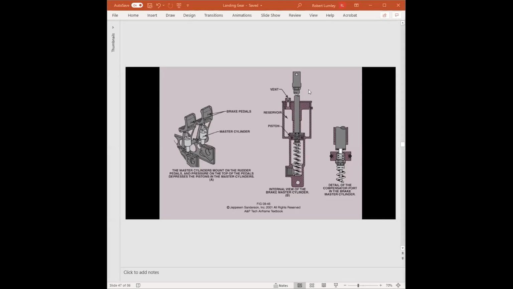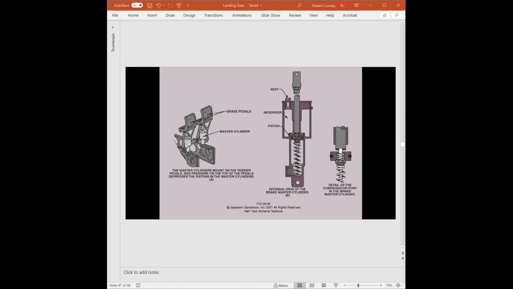All right, so we are back. And we are now talking about the brake actuating systems, the independent master cylinders. What that means is that we have a master cylinder for the left brake and a separate independent one for the right brake. This allows us to have differential braking.